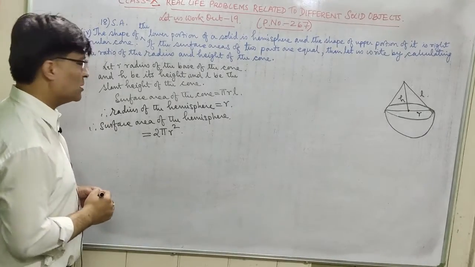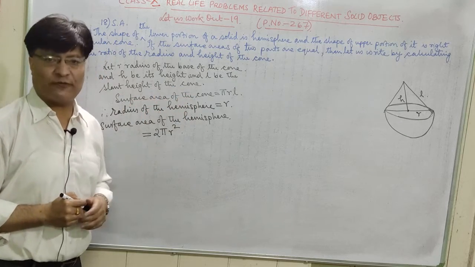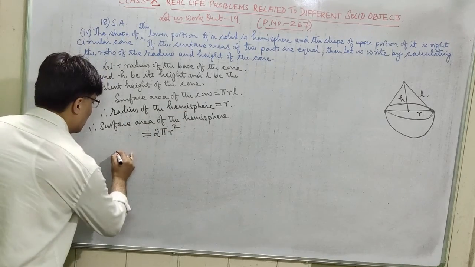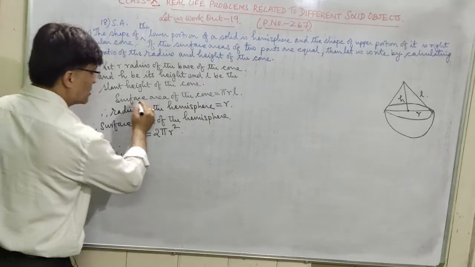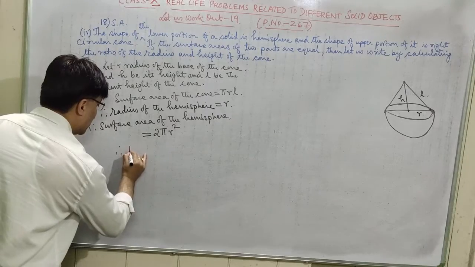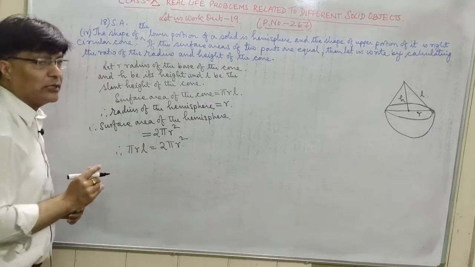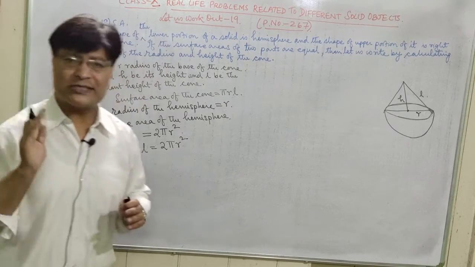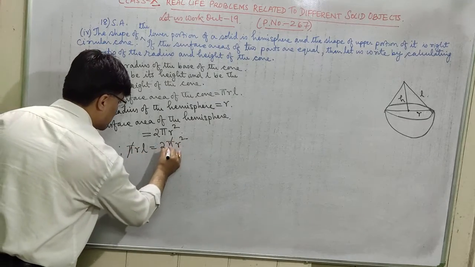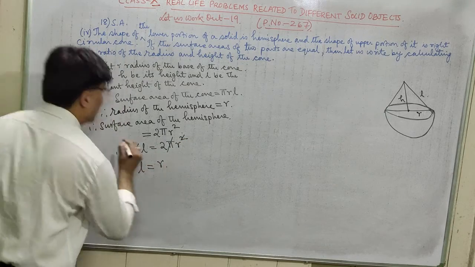Now by the question it is given that the cone and the hemisphere have the same surface areas. That means their surface areas are equal, so we can equate these two. The surface area of the cone is pi r L and the surface area of the hemisphere is 2 pi r square. So we can equate pi r L with 2 pi r square. Here pi cancels, and r and r square cancel, so L is equal to 2r.